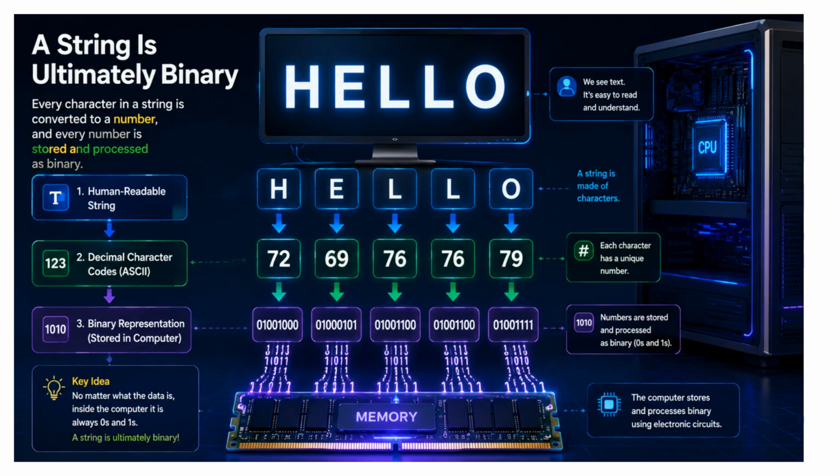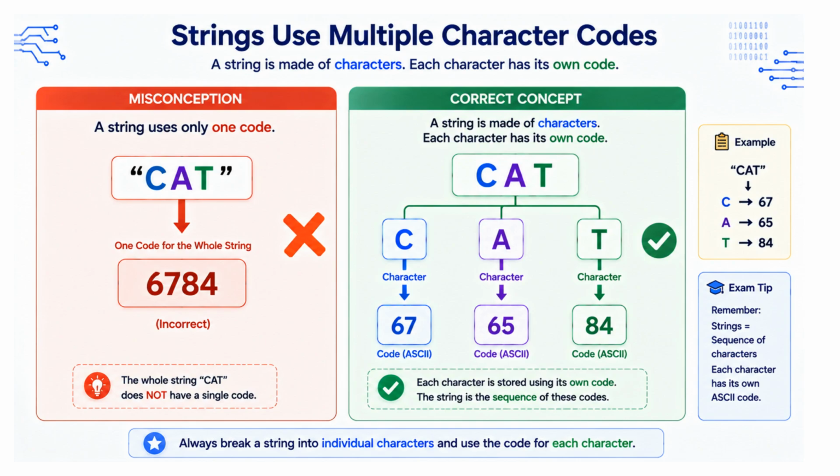and processed as binary. Here is an important point to remember about strings. A common mistake is to think that an entire string has one single character code. For example, the string cat does not have one code such as 6784. Instead, a string is made up of individual characters, and each character has its own code. For cat, C has the ASCII code 67, A has the code 65, and T has the code 84. So the string is represented by a sequence of character codes, 67, 65, 84. For the exam, remember this important rule. A string is a sequence of characters, and each character is represented by its own character code.